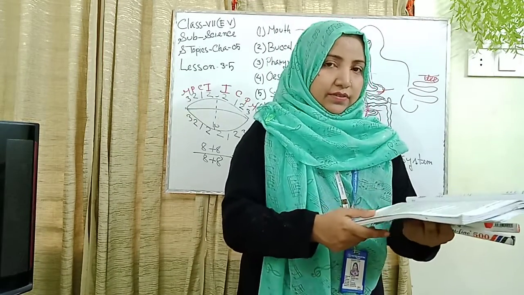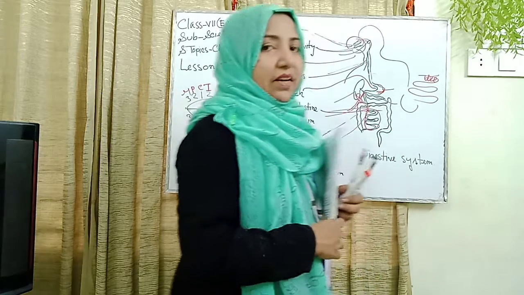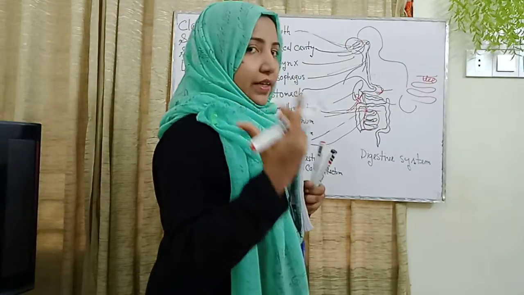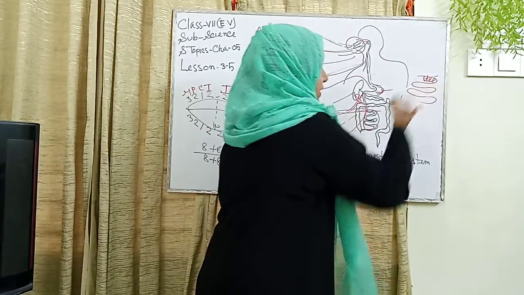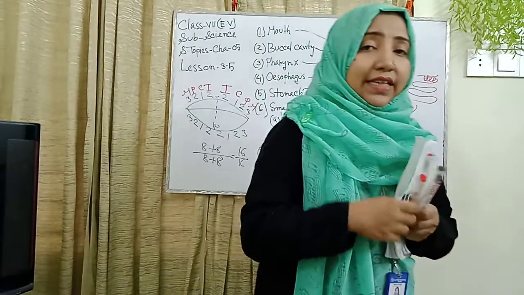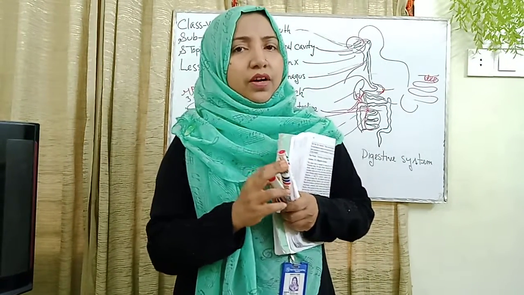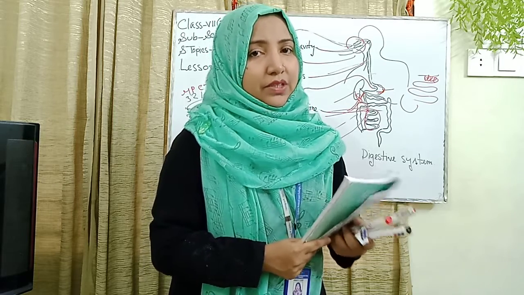After digestion, the essential part of the food we take is absorbed by the villi surface. This food is finally absorbed by this structure, and this structure's name is villi. So villi is a very important topic for the digestion of food and the digestive system.